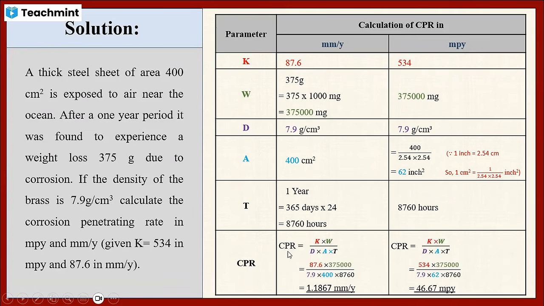So finally, the CPR formula is K into W divided by D into A into T. Substitute all these values, that is K value, W value, D, A and T value, and the final answer is 1.1867 mm per year. Then for MPY, the formula is the same, only the difference is the K and A value. Here the K value is 534 and A value is 62 inch square. So by multiplying all these values, we get 46.67 MPY.